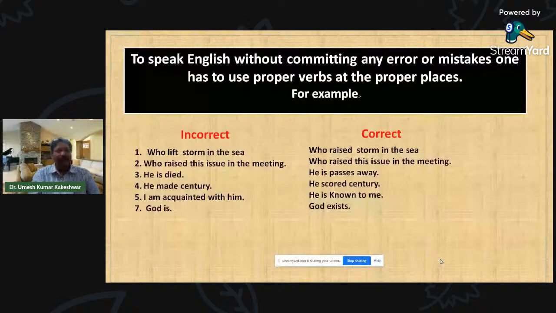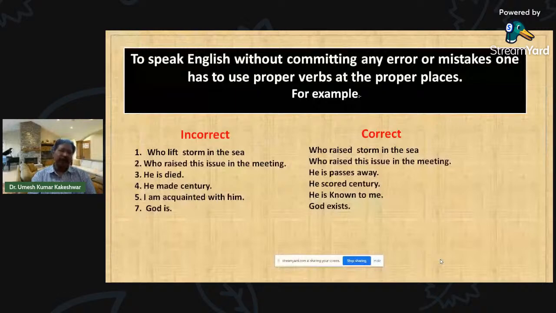The third one, he is died, is absolutely wrong. The correct one is he is passed away. And the next thing, he made century. Not made century, but the proper verb is he scored century. I am acquainted with him. The correct one is he is known to me.